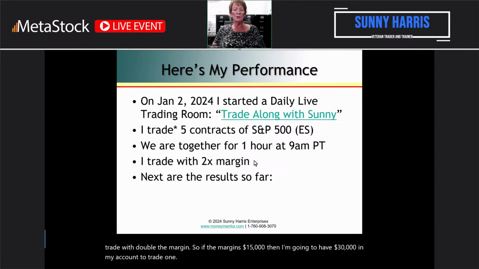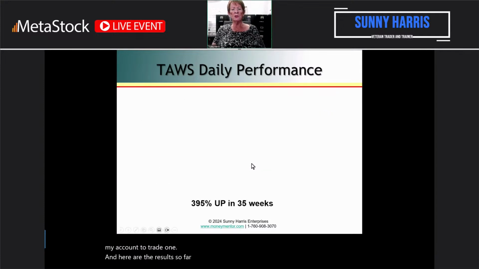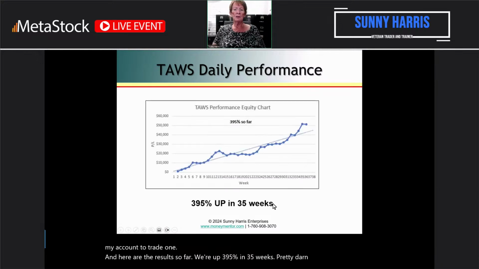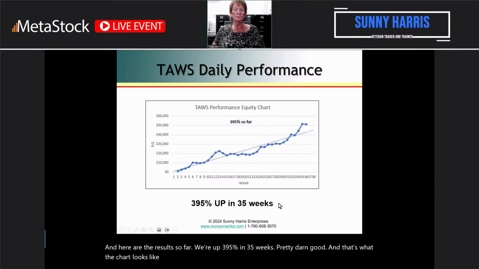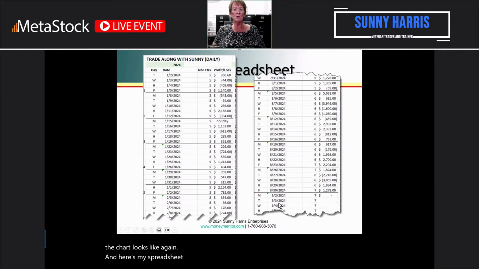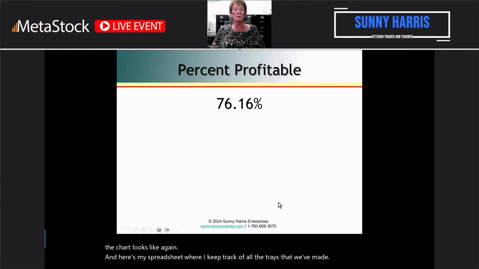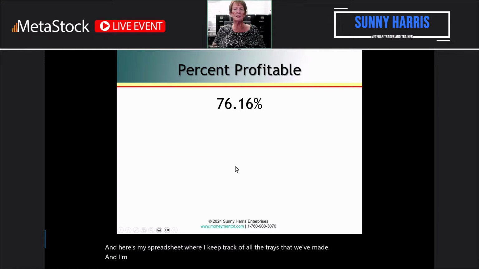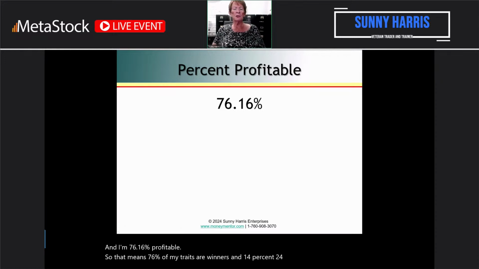And here are the results so far. We're up 395% in 35 weeks. Pretty darn good. And that's what the chart looks like again. And here's my spreadsheet where I keep track of all the trades that we've made. And I'm 76.16% profitable. So that means 76% of my trades are winners and 24% are losers.